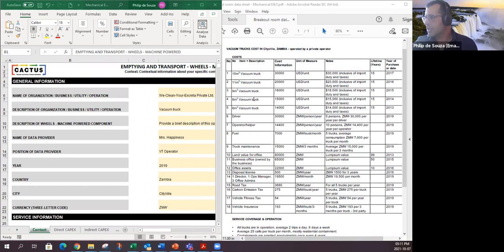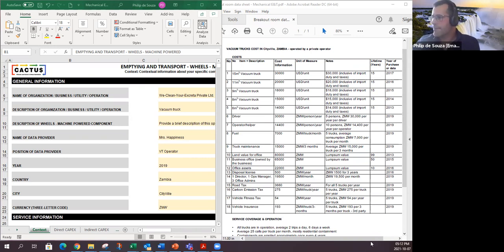At the bottom of this data sheet, associated with all of those data points, you'll see various cost information. So, the cost, there'll be a unit associated with the cost, so US dollars in this instance, and a little bit of notes. As you can see here, the note indicated to us that it's inclusive of import duty and taxes. Also, the lifetime of that asset. So a vacuum truck typically has a lifespan of 15 years in this case. And then also the year of purchase. And you can see that for the various vacuum trucks, some are older and some are newer.